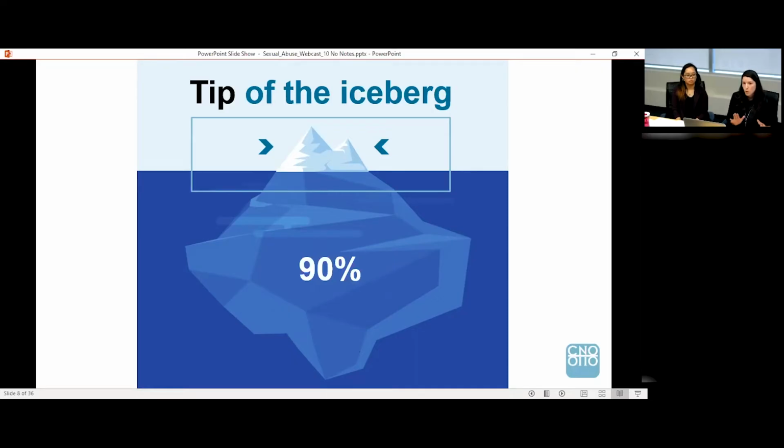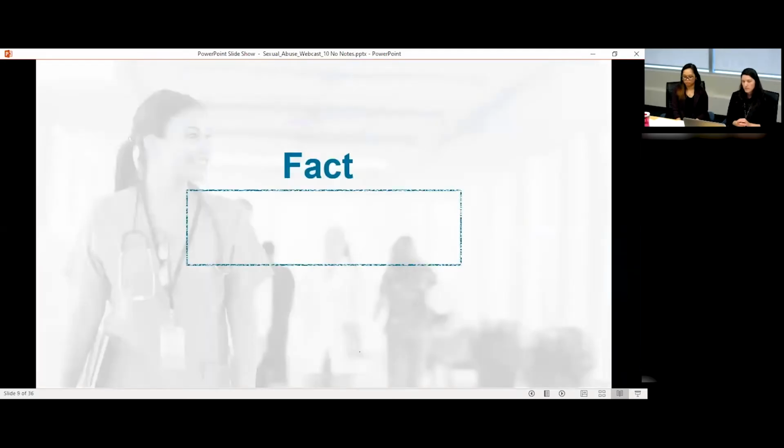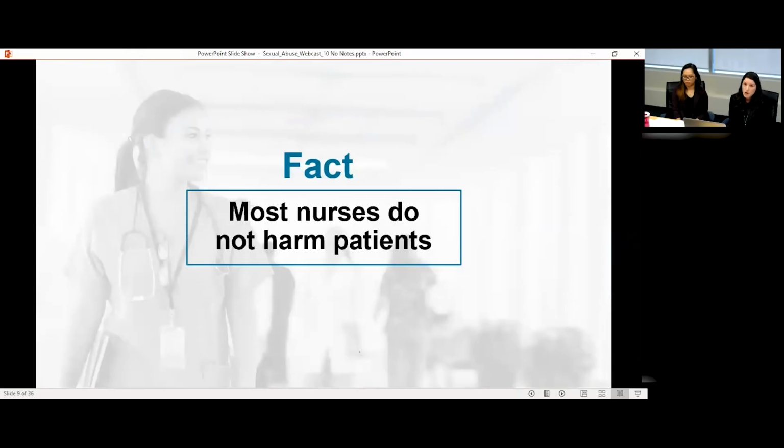So that underreporting of sexual abuse is an important lens when we're thinking of our discussion today and later on when we're talking about CNO's research findings. And equally, there's another important lens to keep in mind. There are approximately 180,000 nurses registered with CNO, and most of these nurses provide excellent patient care. Most nurses do not harm their patients.